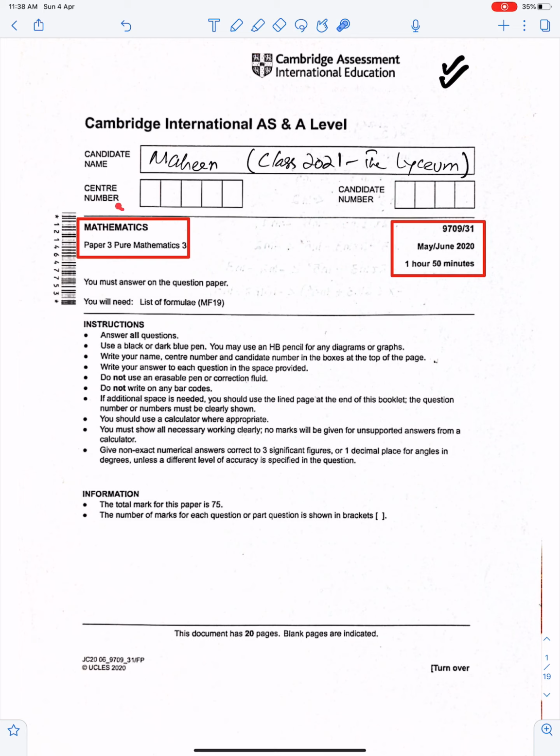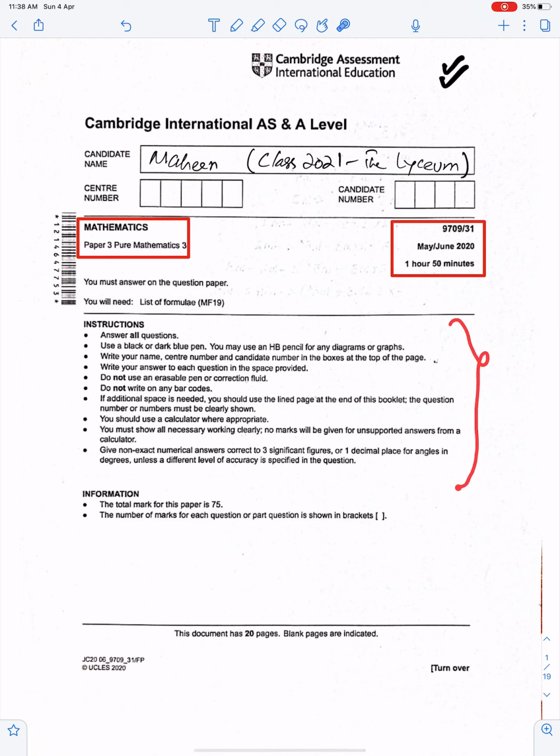In this lecture I will discuss the solution of P39709 component 31 of June 2020, and for this I am using the work of an outstanding, the most dedicated and one of my best students, Miss Maheen of class 2021, the Lyceum.